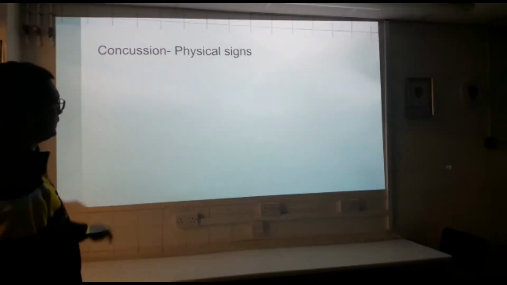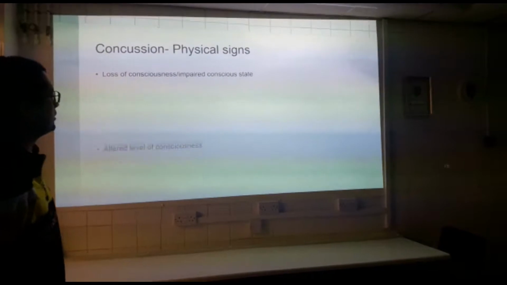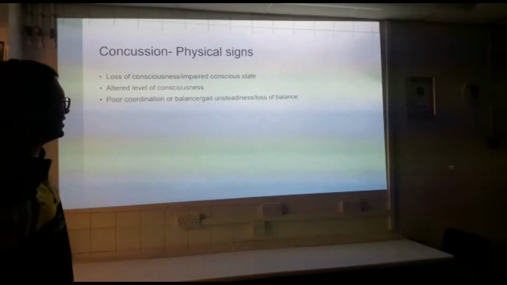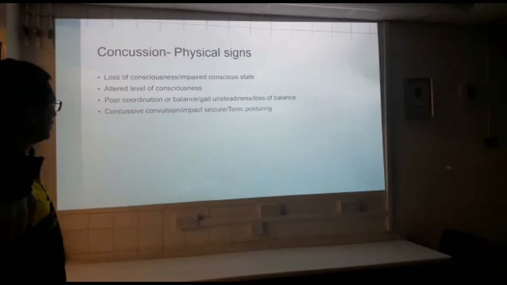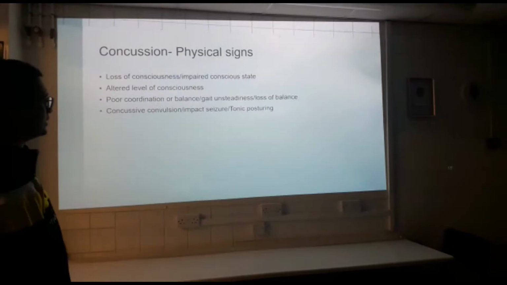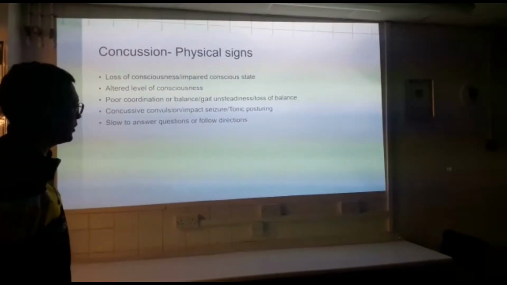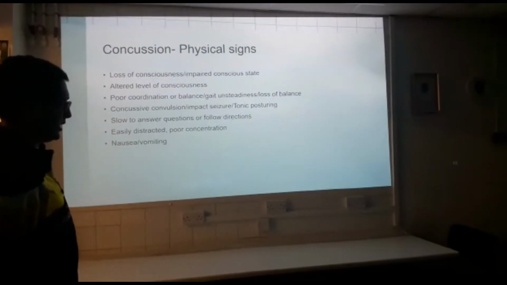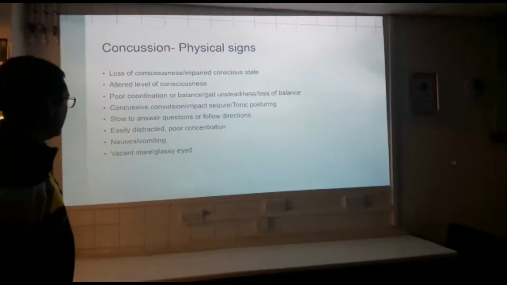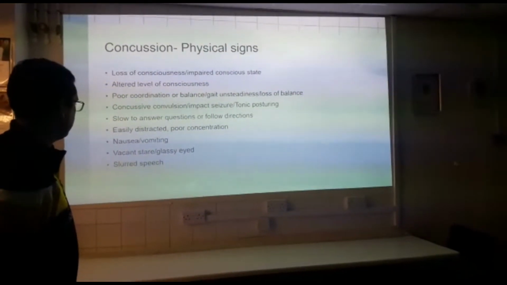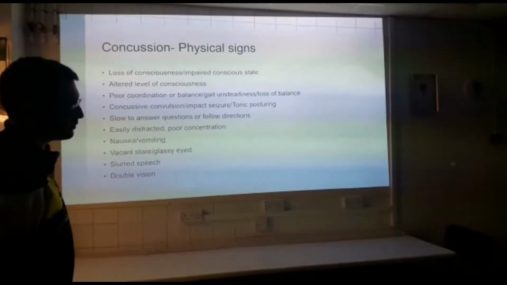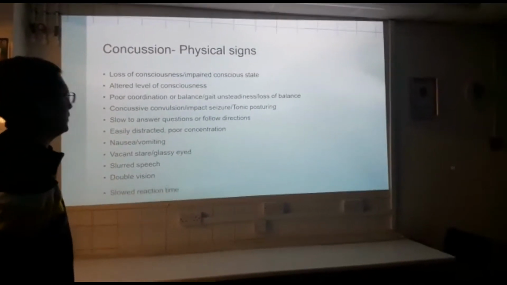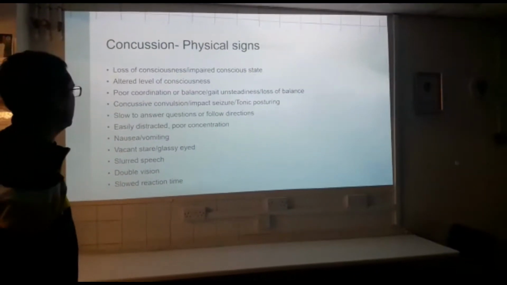Then the physical signs, there's quite a few here: loss of consciousness, impaired conscious state, altered level of consciousness, poor coordination or balance, gait unsteadiness and loss of balance, concussive convulsion or seizuring, or tonic posture where their arms are extended and the wrists are flexed, slow to answer questions or follow directions, easily distracted with poor concentration, nausea, a bit of vomiting, vacant stare, glassy-eyed, slurred speech, and double vision. So quite a few there, but things you should be aware of approaching the player who's had a head injury, and a slow reaction time is another one there.